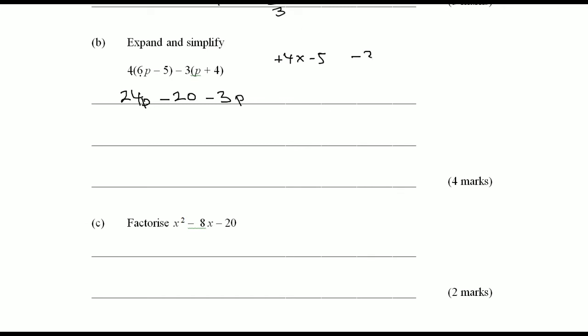And again, I'll do the next one at the side. Minus 3 times plus 4. 3 4s are 12. Plus minus gives me a minus. We group together our letter terms and our number terms. 24p minus 3p is 21p. Minus 20 minus 12 is minus 32.